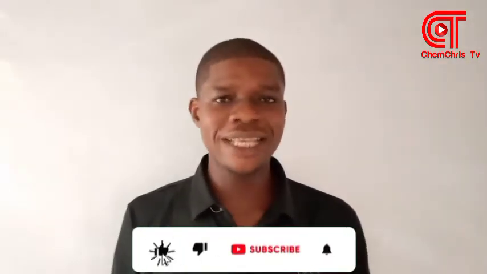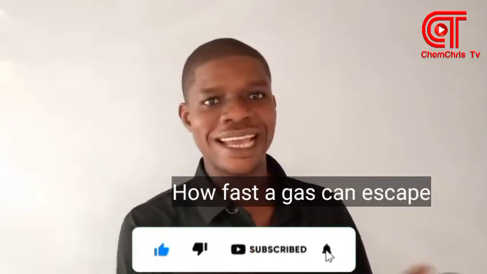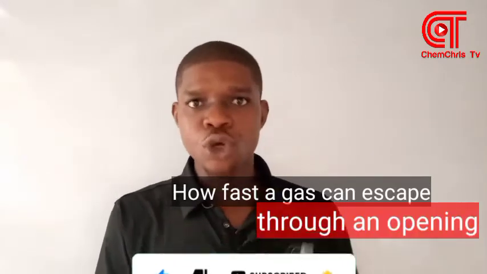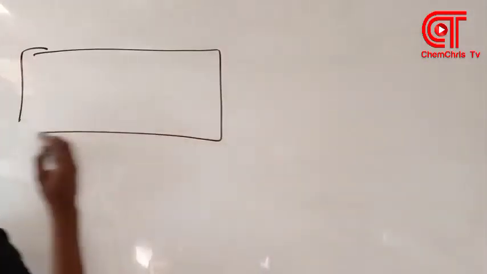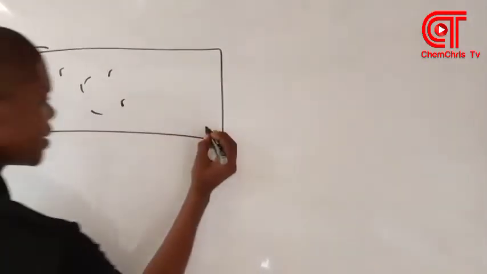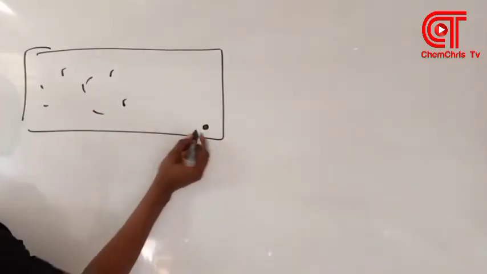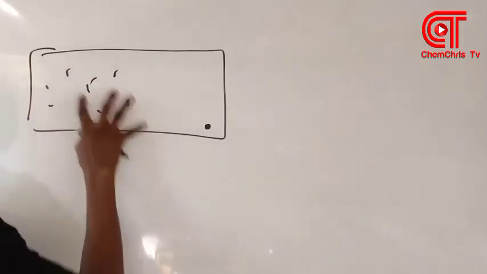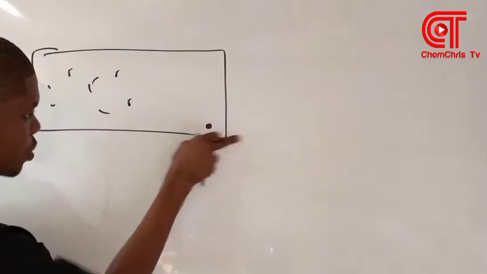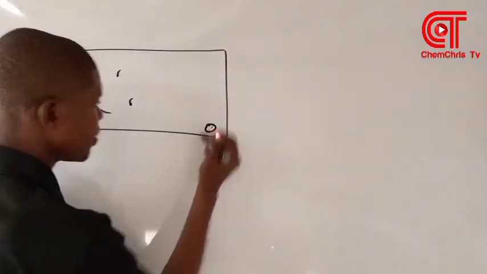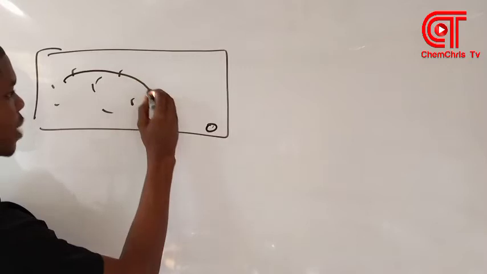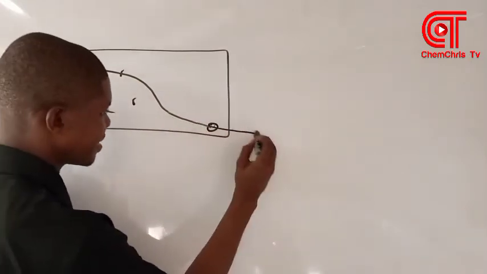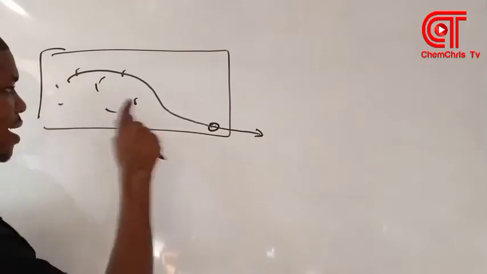Now let's get started. When you talk about the rate of diffusion of a gas, it simply means how fast a gas will escape from a container through an opening. Consider this container here, and we have gases there. Now here we have an opening. These gases are looking for ways to escape from this container. So if I have an opening here, the rate at which gas will escape through this opening is called the rate of diffusion of a gas.